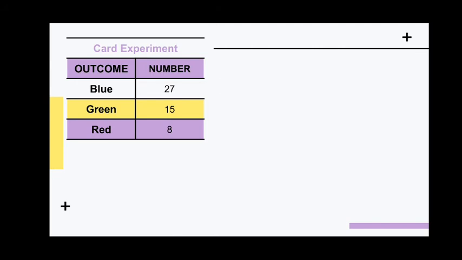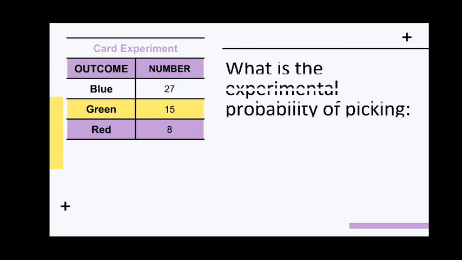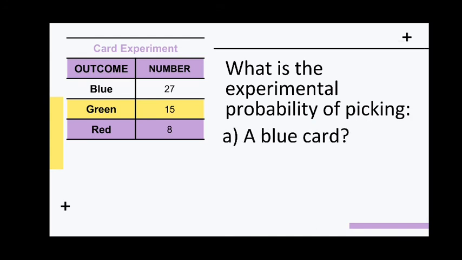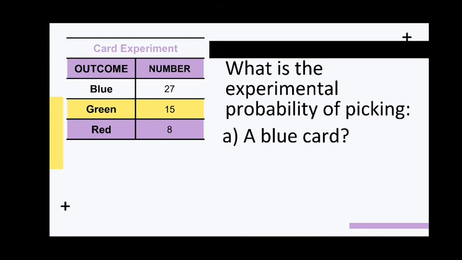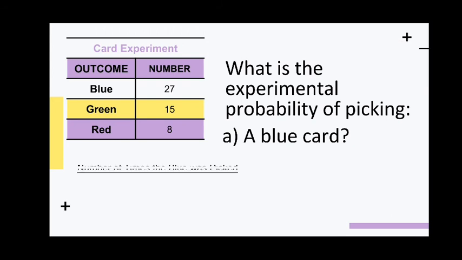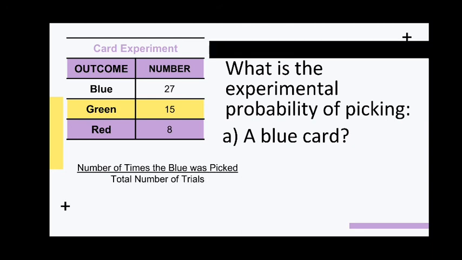Now let's answer the following questions. What is the experimental probability of picking a blue card? Now to get or to know the probability of picking a blue card, we're going to find the number of times the blue card was picked over the total number of trials.